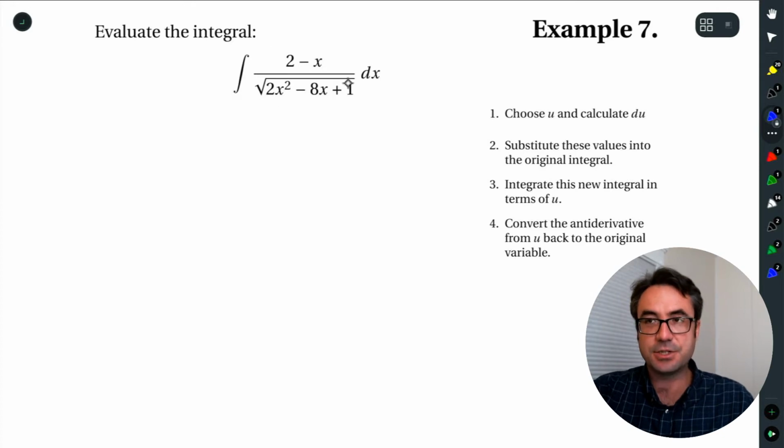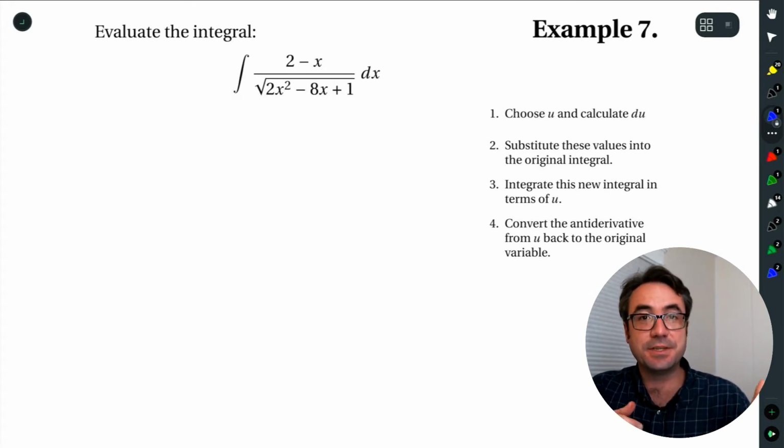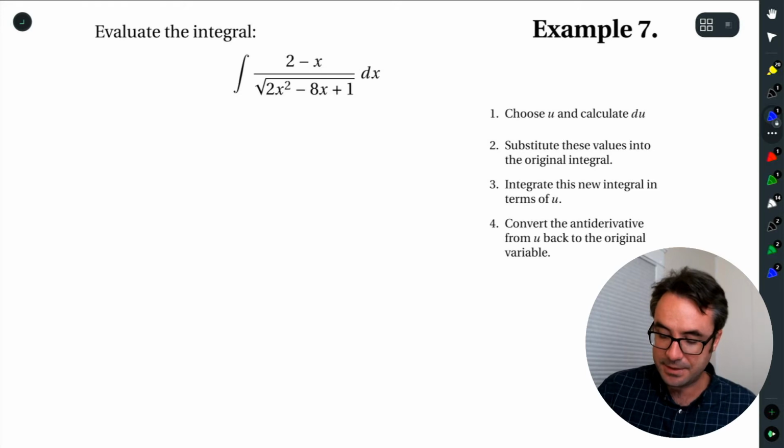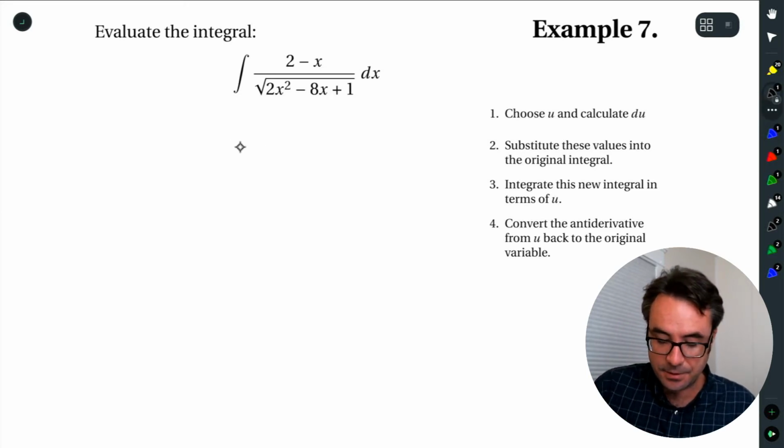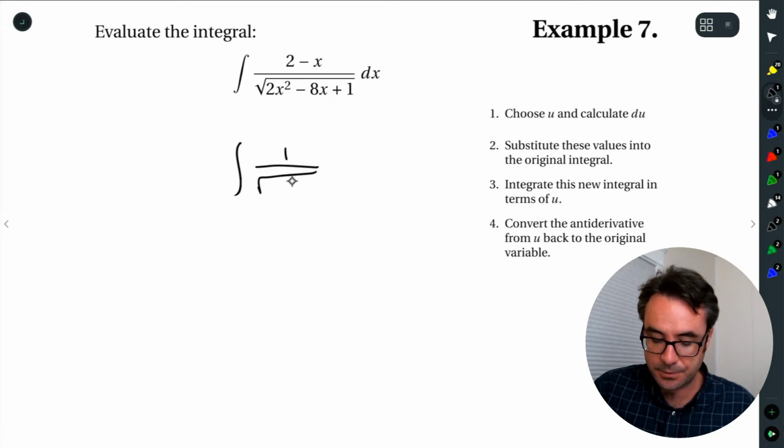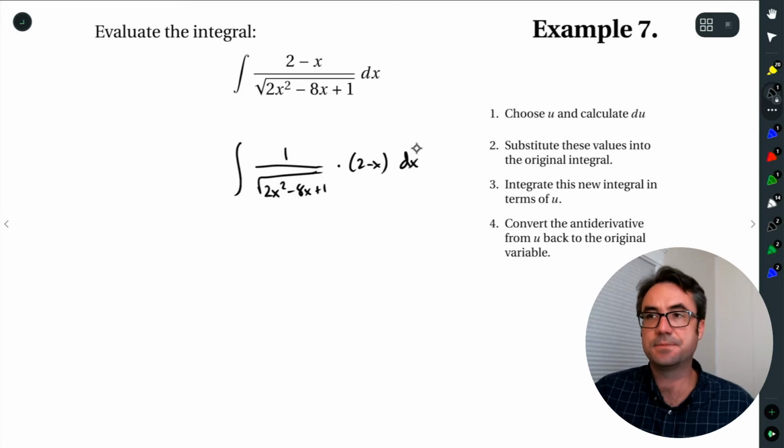So we have a fraction. Try to separate this into the different parts. So we'll write this instead as the integral of 1 over the square root of 2x squared minus 8x plus 1 times 2 minus x dx.